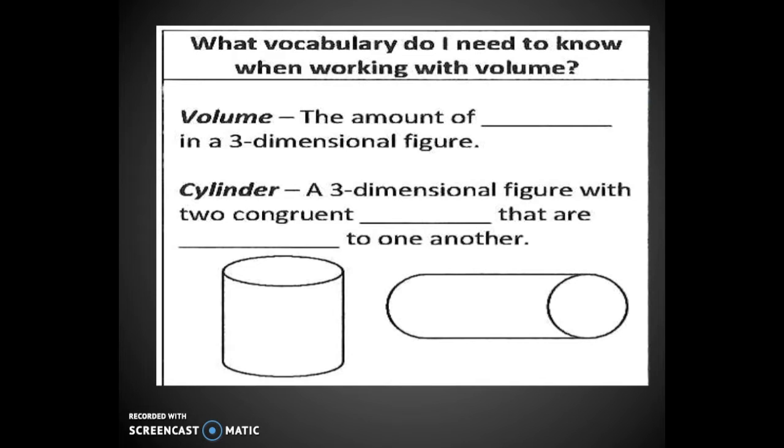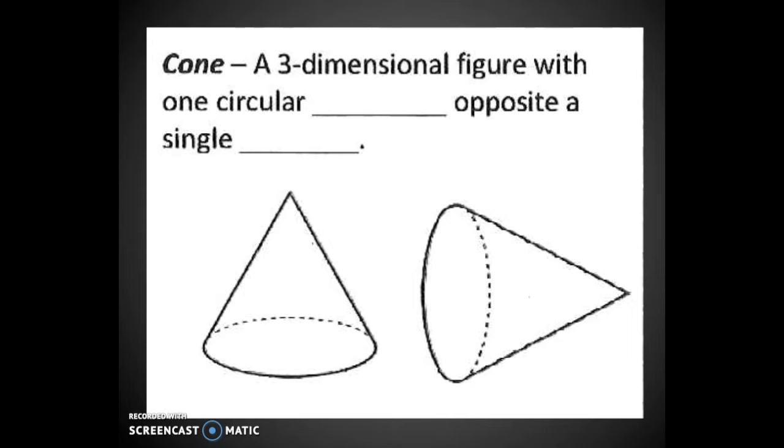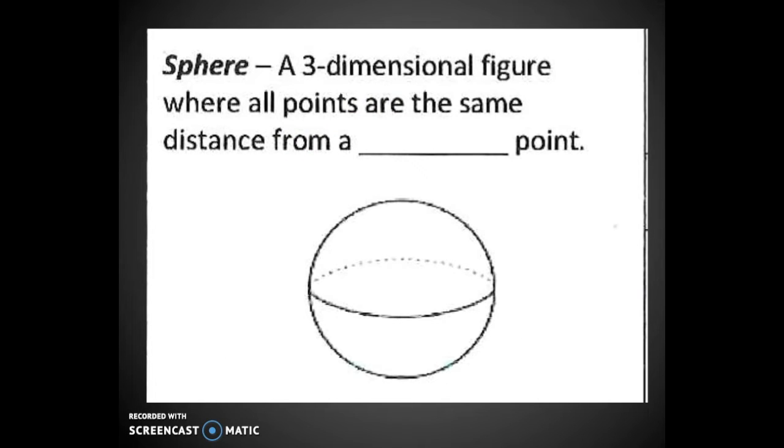Let's look at the vocabulary involved when working with volume. What is volume? Volume is the amount of space in a three-dimensional figure. Cylinder is a three-dimensional figure with two congruent circles that are parallel to one another. Cone. It's a three-dimensional figure with one circular base opposite a single point. Sphere. It's a three-dimensional figure where all points are the same distance from the center point.